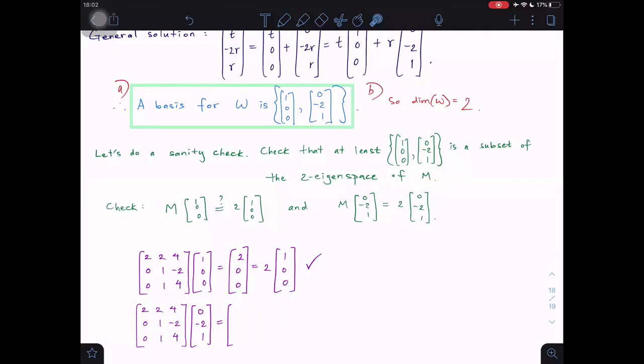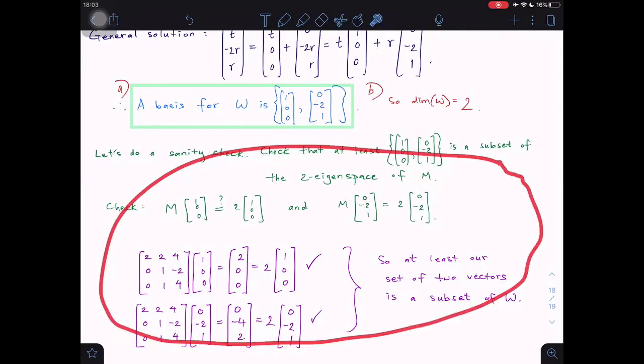We also compute the product of M times the other vector. I again get a vector which is twice this original vector. This part does not prove that our set is a basis for W, but at least we check that our set is a subset of W.